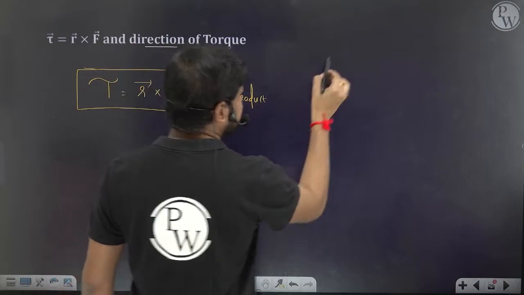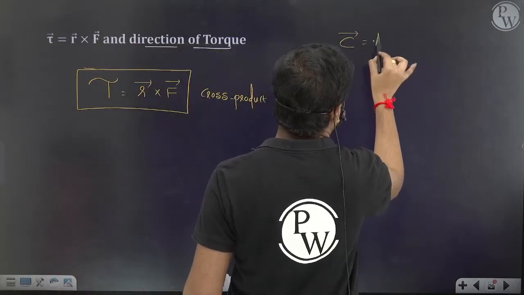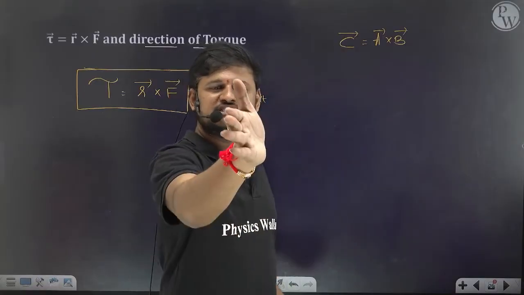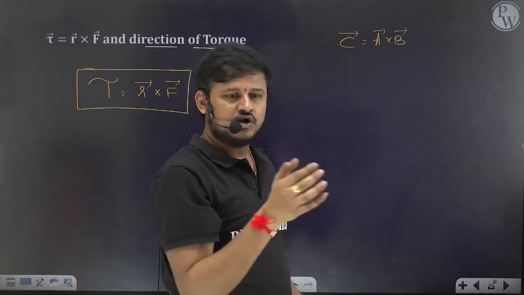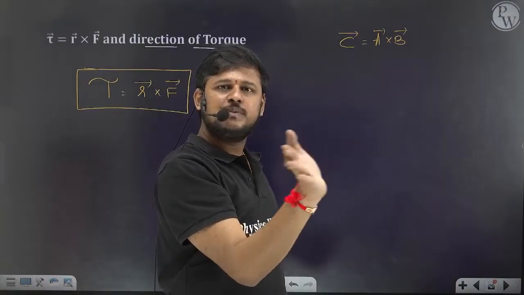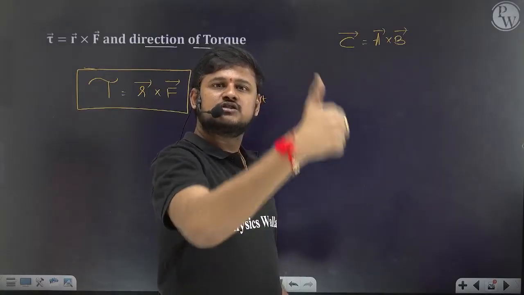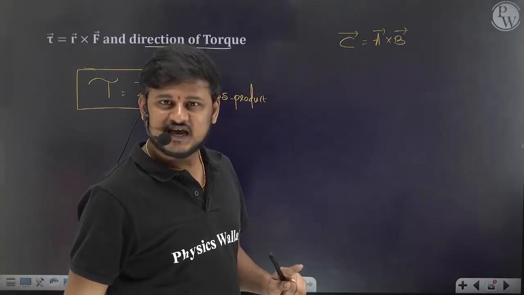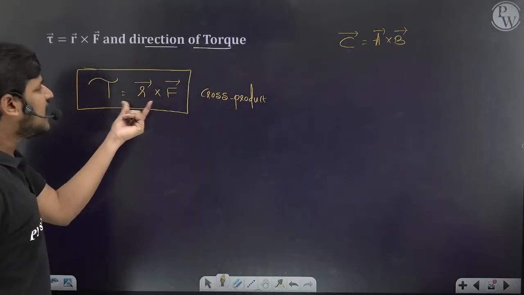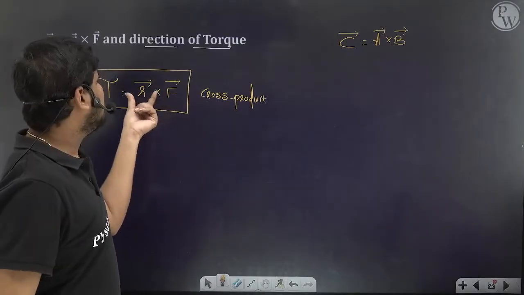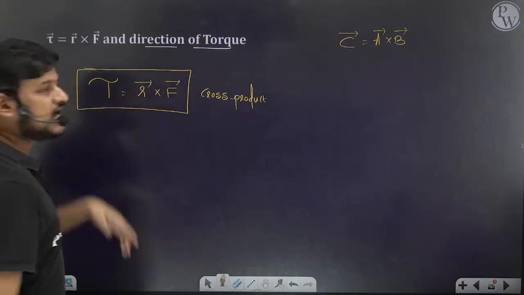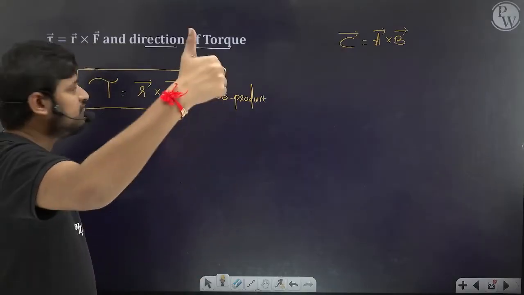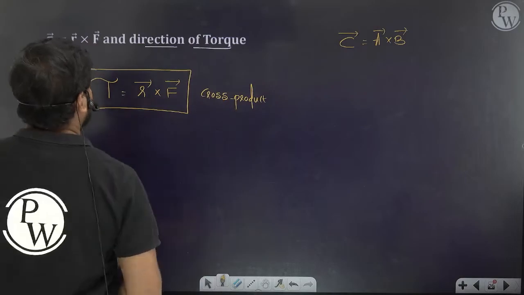See, let's suppose C is a vector which is the resultant of A cross B. Let's suppose this is vector A, this is vector B. Then curl your fingers from A to B, and the thumb will give you the direction of the C vector, the resultant. Right? Similarly here also, R cross F will give the direction of the torque. So from R to F, you curl your fingers and your thumb will give you the direction of torque, right?